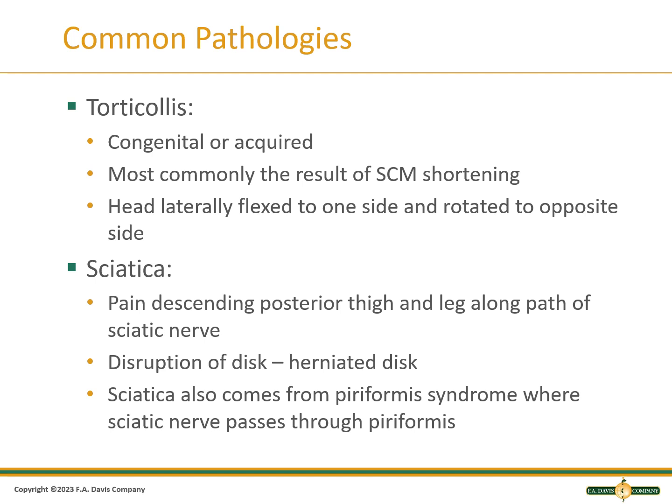Sciatica is a colloquial term that is used to describe pain in the distribution of the sciatic nerve. It's most commonly caused by disruption of the disc or a herniated disc, but it can also be caused by piriformis syndrome, where the sciatic nerve passes through the two heads of the piriformis and gets compressed when the piriformis is tight. And this results in pain descending the posterior thigh and leg along the path of the sciatic nerve. Typically, it'll go down to the knee, but as it worsens, it can extend down the posterior calf into the foot as well.